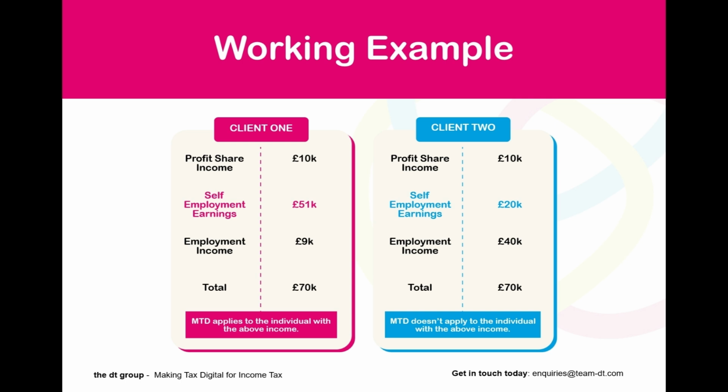If, however, I was client two and I had profit share, so potentially partnership earnings of £10,000, I have self-employment earnings of £20,000, and my employment and therefore salary earnings are £40,000. Again, my total earnings are still £70,000. However, because my self-employed earnings are below 50, I am no longer compliant for Making Tax Digital until April 2028.